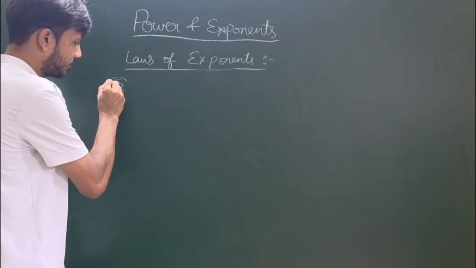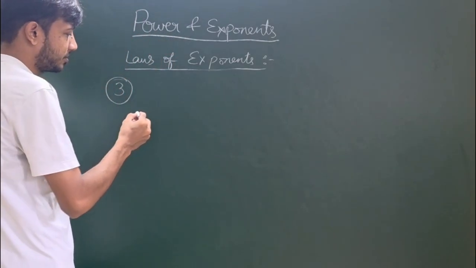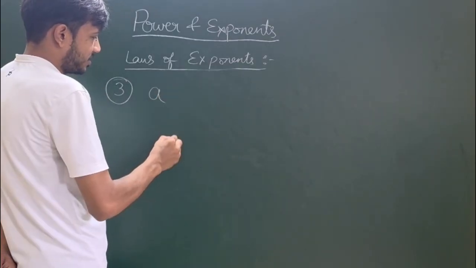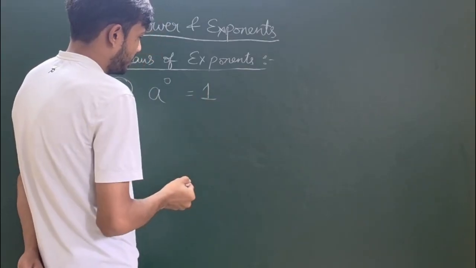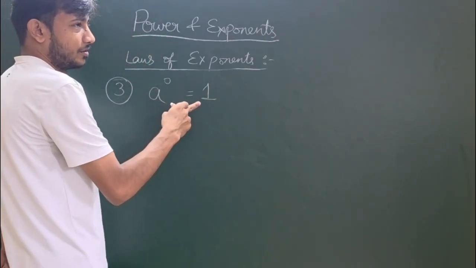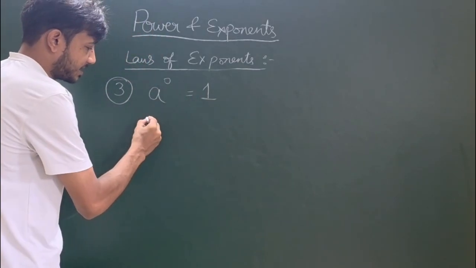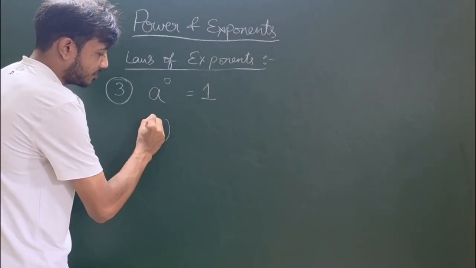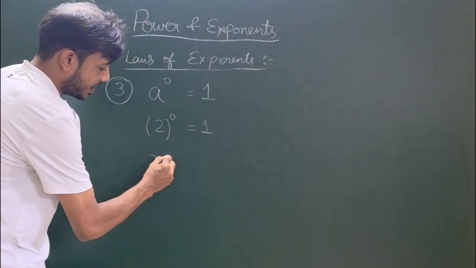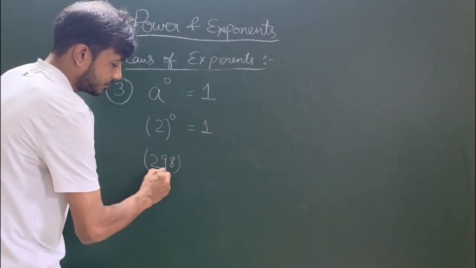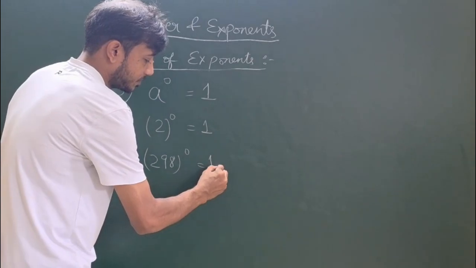Law number 3. The third law states that if any base has a power 0, the answer will be 1. Any base has a power 0, the final answer will be 1. Example, 2 to the power 0 is equal to 1. 298 to the power 0 is equal to 1.